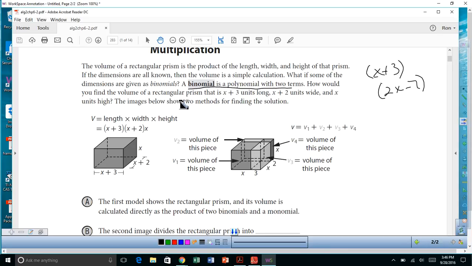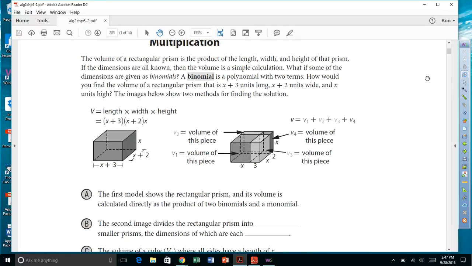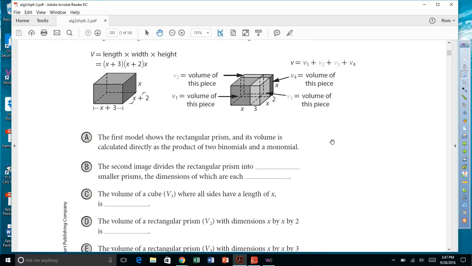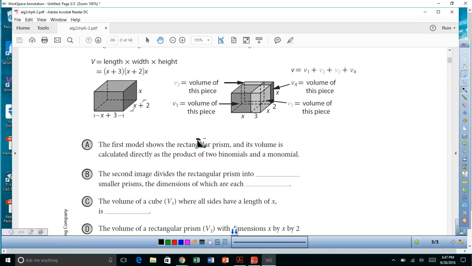How would you find the volume of a rectangular prism that is x plus 3 units long, x plus 2 units wide, and x units high? The images below show two methods for finding the solutions. Take a second and look at those. If you need to, stop the video. The first model shows the rectangular prism, and its volume is calculated directly as a product of two binomials and a monomial, like x times x plus 2 times x plus 3. It's shown up here.